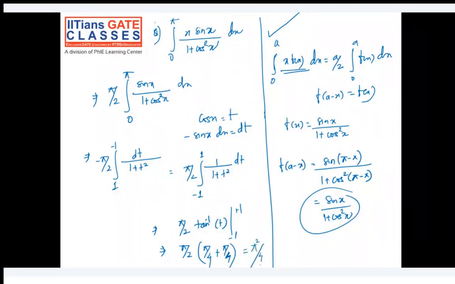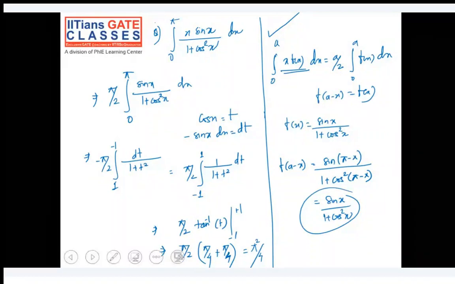So remember, whenever you have x multiplied by some term in the integration, you can simplify that integration by using this formula, that is integration 0 to a x f of x dx. But make sure you follow the criteria f of a minus x equal to f of x. Okay. Feel free to interrupt me if you are having any doubt in any question.